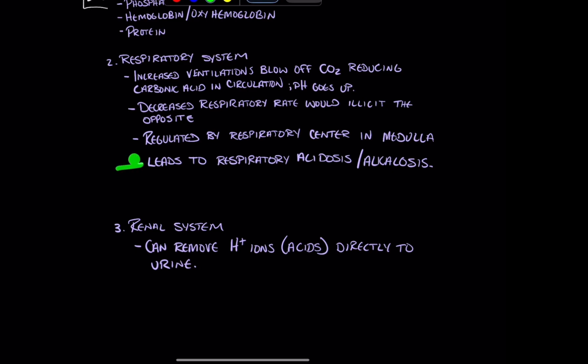Extreme swings in respiratory rates can lead to respiratory acidosis and alkalosis. So remember, this is fluctuations in the carbon dioxide that we breathe off, whereas metabolic acidosis would be from actual cellular function causing the acidotic or alkalotic state.